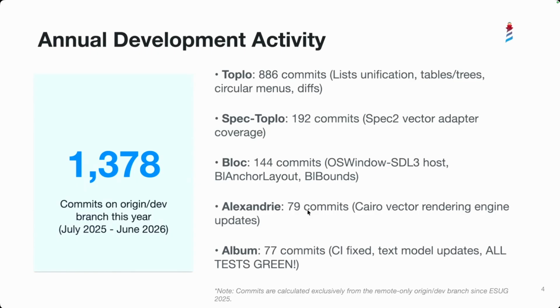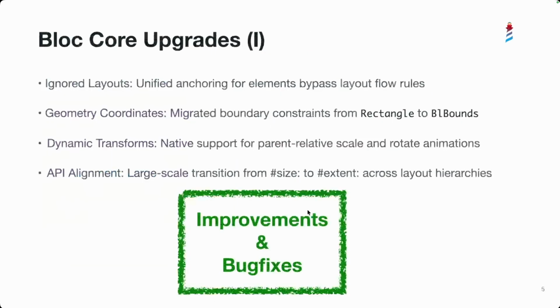As you see, Bloc and Alexandria are getting less because they are getting more and more mature. But what we are going to do more this year and the following years is to continue on the side of Toplo, Album and Spec Toplo, so we can build things on top of Bloc and Alexandria. There are a lot of fixes and improvements in Bloc in the last year. Some are really specific because there were bugs. Bloc has been usable for a couple of versions. We are using it. People are building applications on top of it. They are going to production. They are happy with it. But we have bugs and we are fixing and improving things.